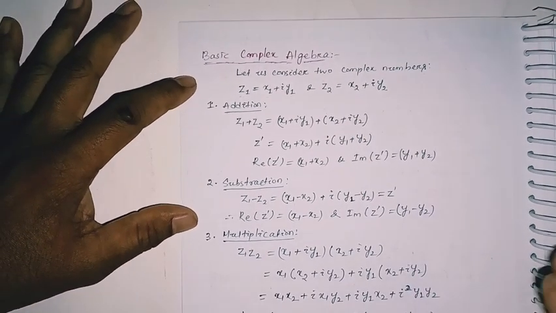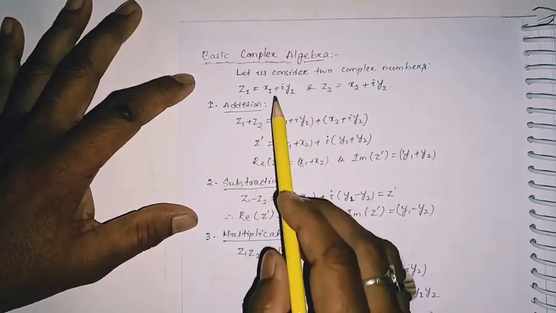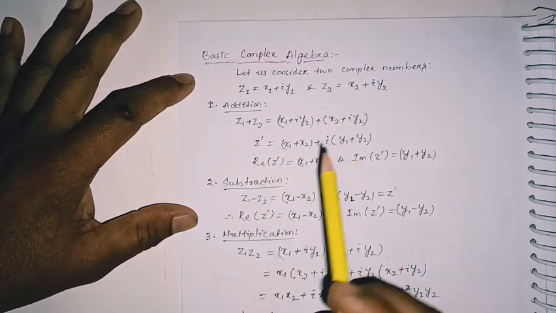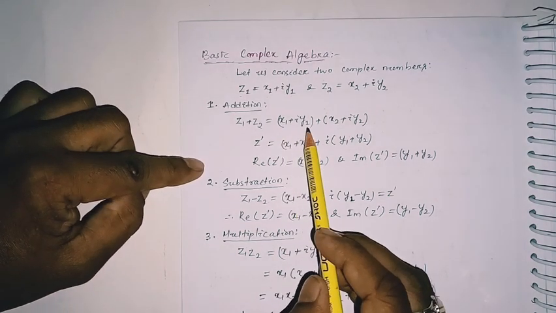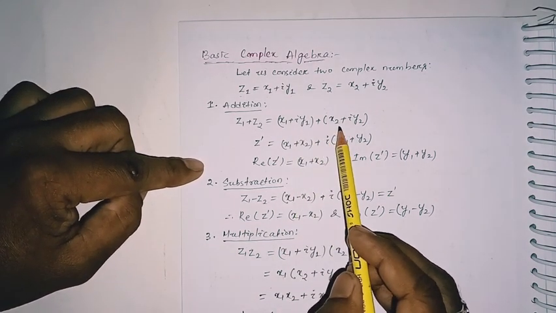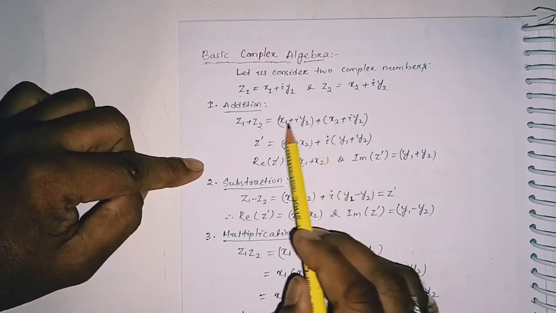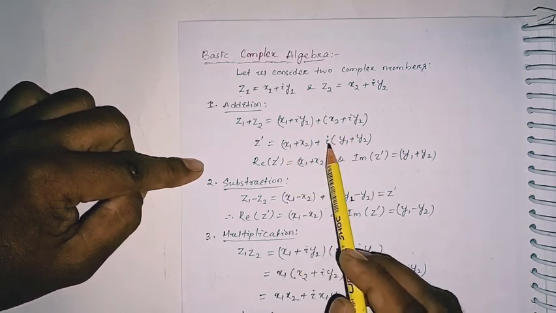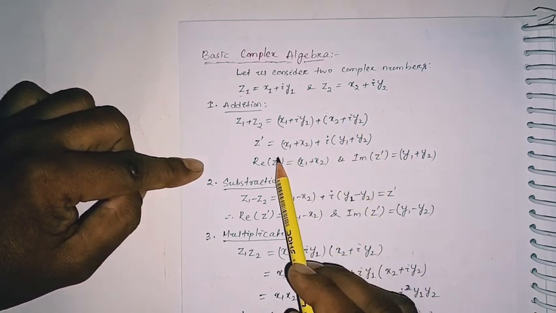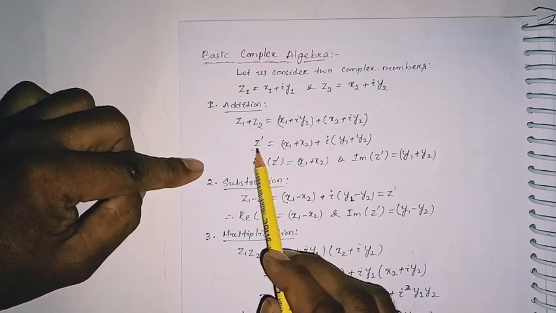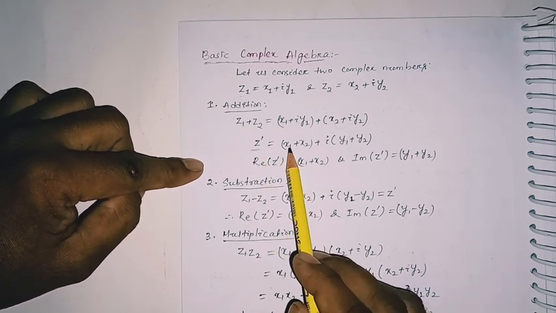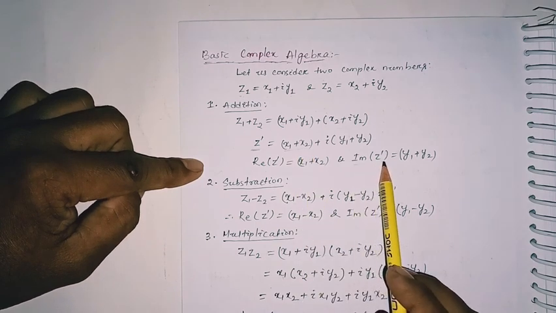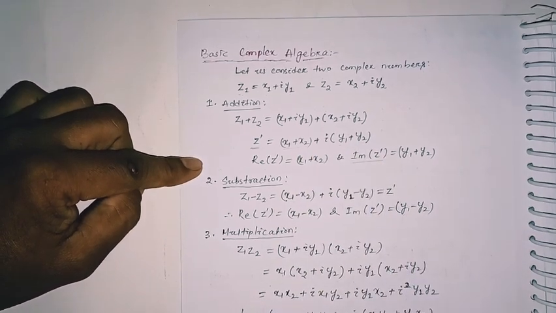If we consider the addition of these two complex numbers, z1 plus z2 will be equal to, these are very simple things, x1 plus i y1 plus x2 plus i y2. The real parts are added with each other, x1 plus x2, and i times y1 plus y2. So z dash is the new complex number after the addition. The real part of z dash will be x1 plus x2, and the imaginary part of z dash will be y1 plus y2.